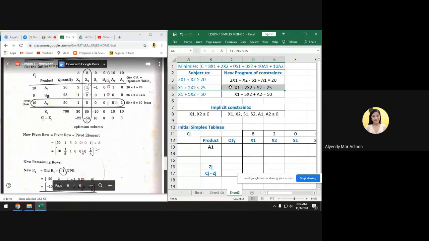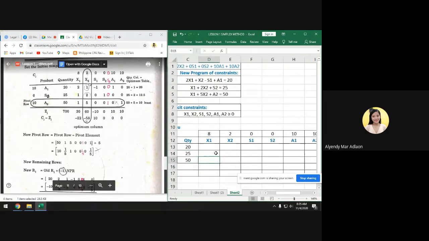For the second constraint, what we are going to use here is the surplus variable, so S sub 2. And then for the third one, of course, we will choose A sub 2. So for the big three, we have A sub 1, S sub 2, and A sub 2. Next, for the quantity, we get it from what is after the equal sign. We have 20, 25, and 50.